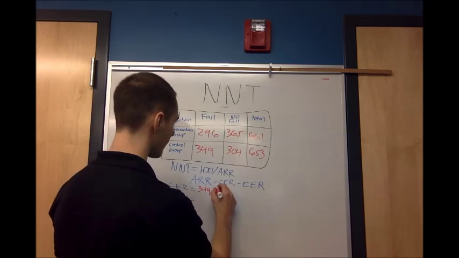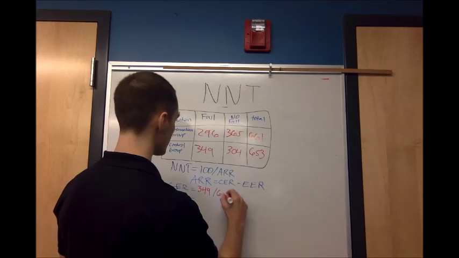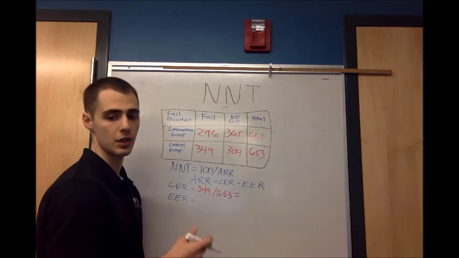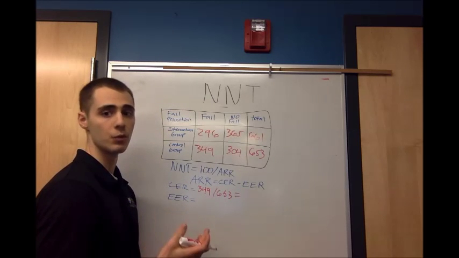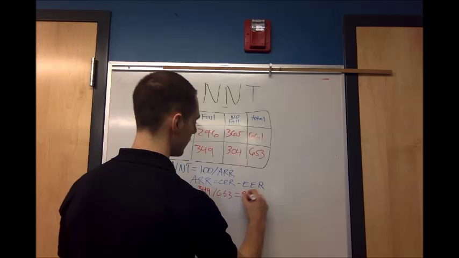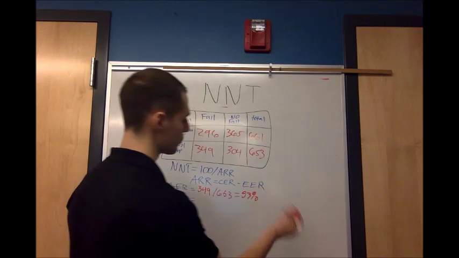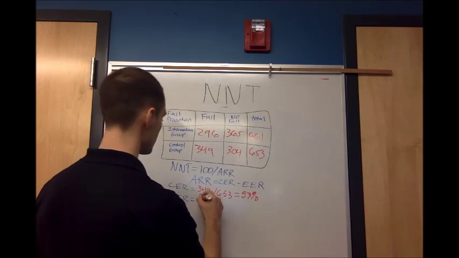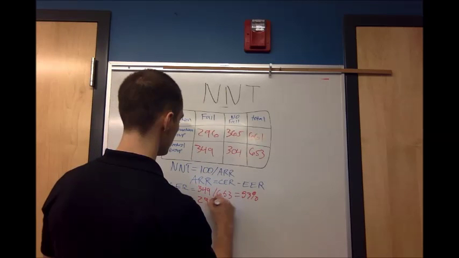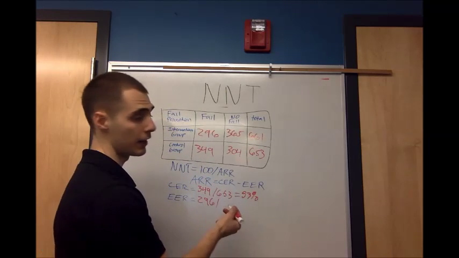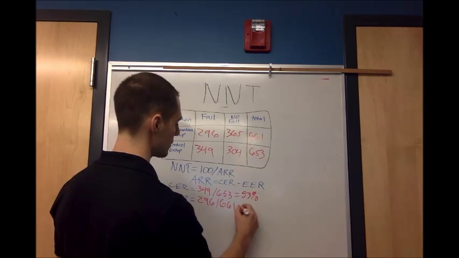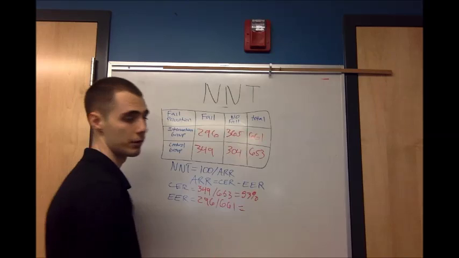So our control is 349 divided by 653. And that's going to give us around 53%. So 53% of individuals fell in the control group. Now, our experimental event rate is the same idea: 296 divided by the total population of the experiment, which is 661. And that's going to be around 45%.